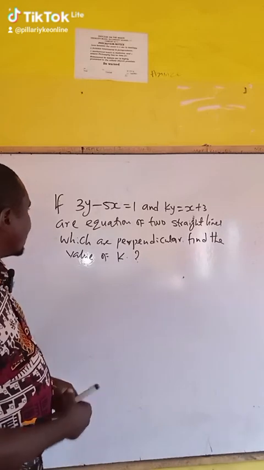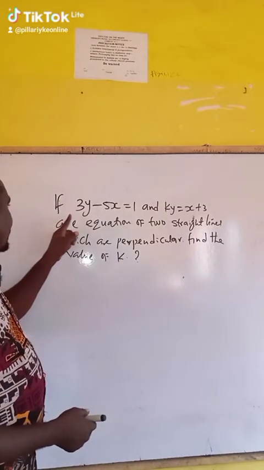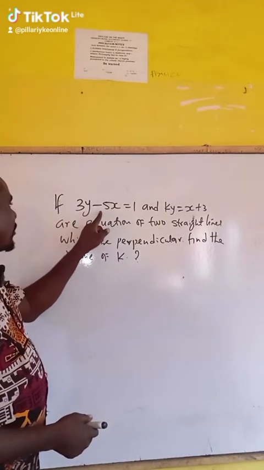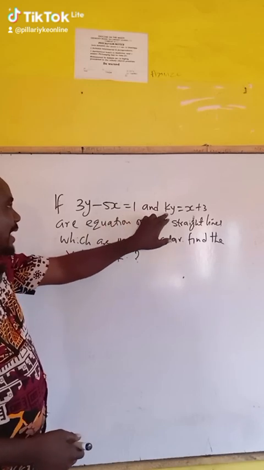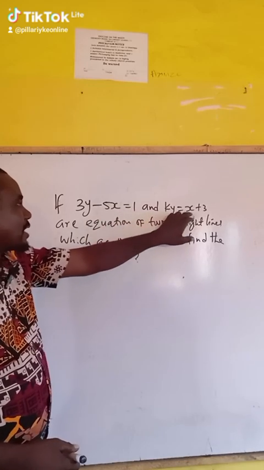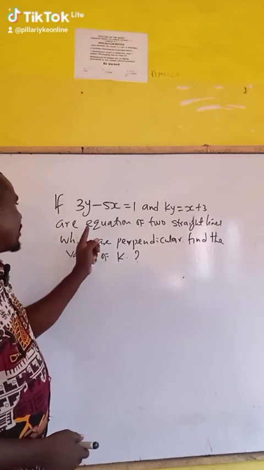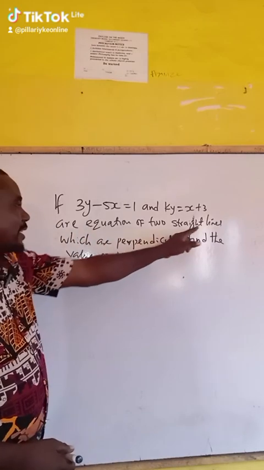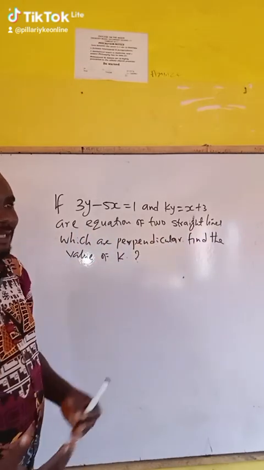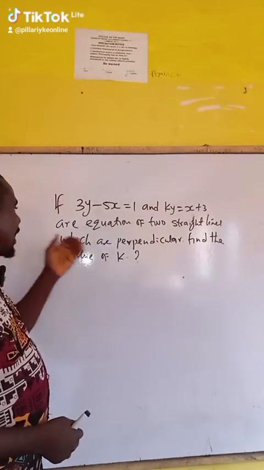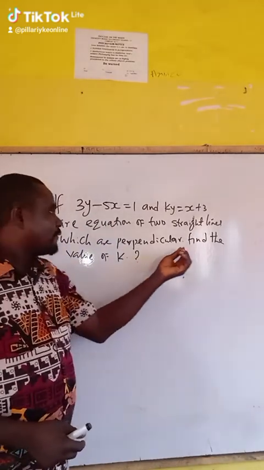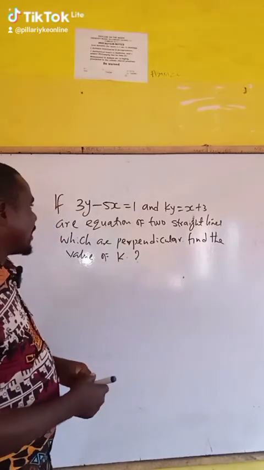In the question today, we say that if 3y minus 5x is equal to 1 and another line ky equals x plus 3 are equations of two straight lines, that is, two straight lines passing through these equations, which are perpendicular. Find the value of k.